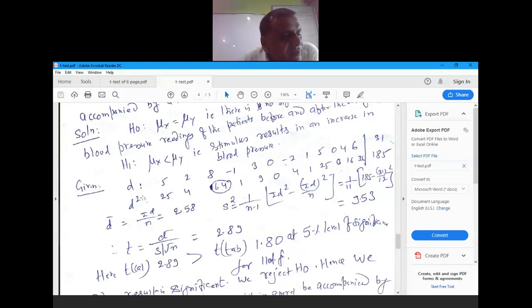So here you have seen that the calculated value is greater than tabulated value for 11 degree of freedom at 5% level of significance. ठीक है? So in this situation, result is significant and we reject H naught.